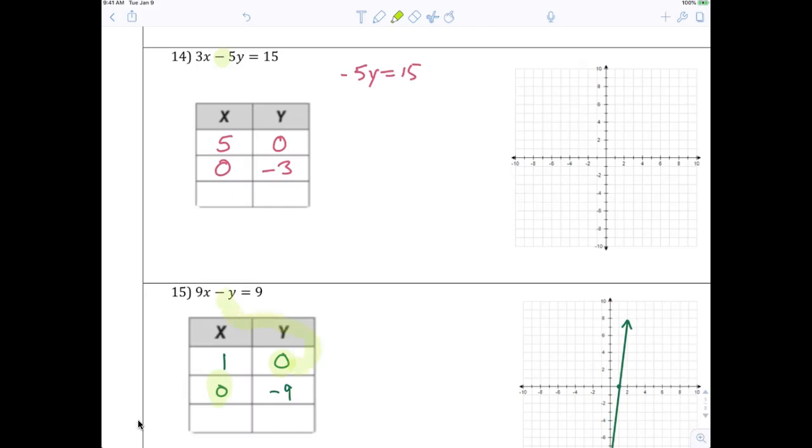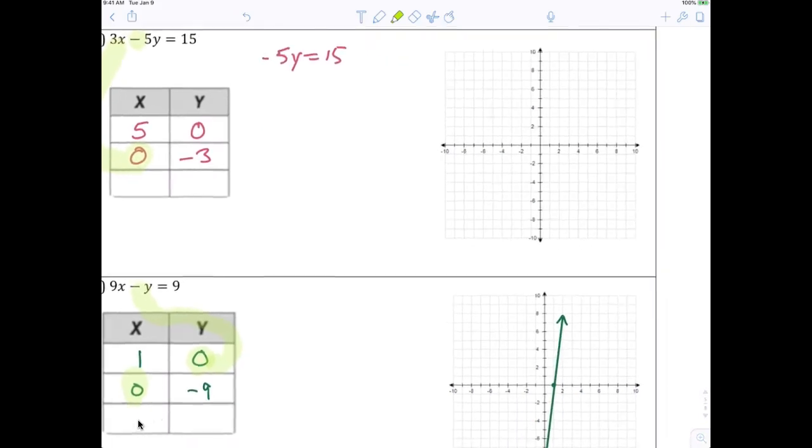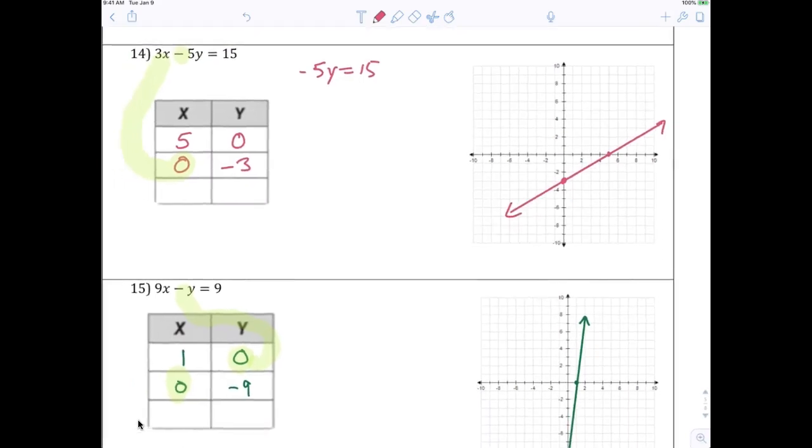I thought there was one where you put x in it. Yeah, we did. This one, x is 0. Oh. Right? You sure? All right, you're going to do the next one. See how right you are. All right, so here we go. Plot 5, 0. Plot 0, negative 3. And draw the line. I think that was number 14.